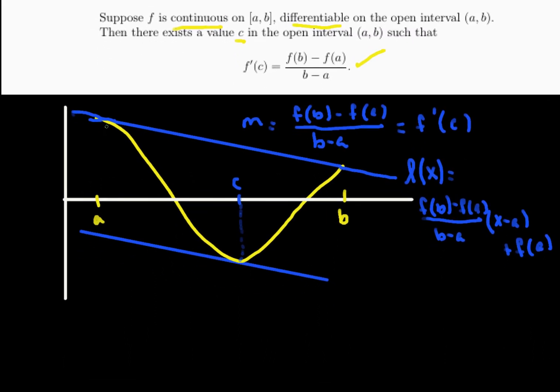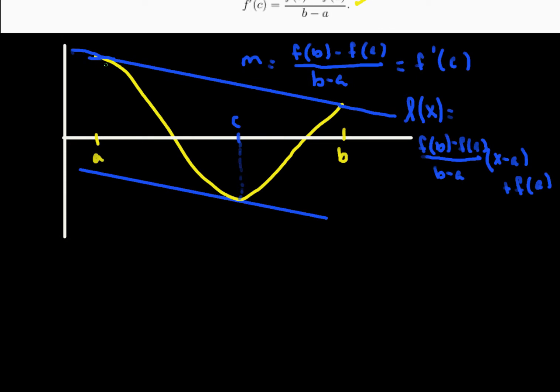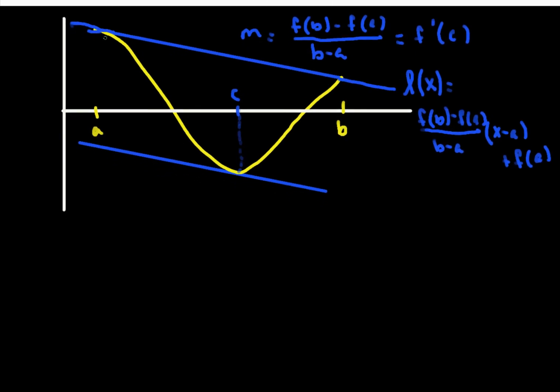Well, some things to note about L. First off, what is L prime? Well, it's a line, so L prime of x is f of b minus f of a divided by b minus a. That's its derivative. I mean, that's its slope. So slope is the derivative.